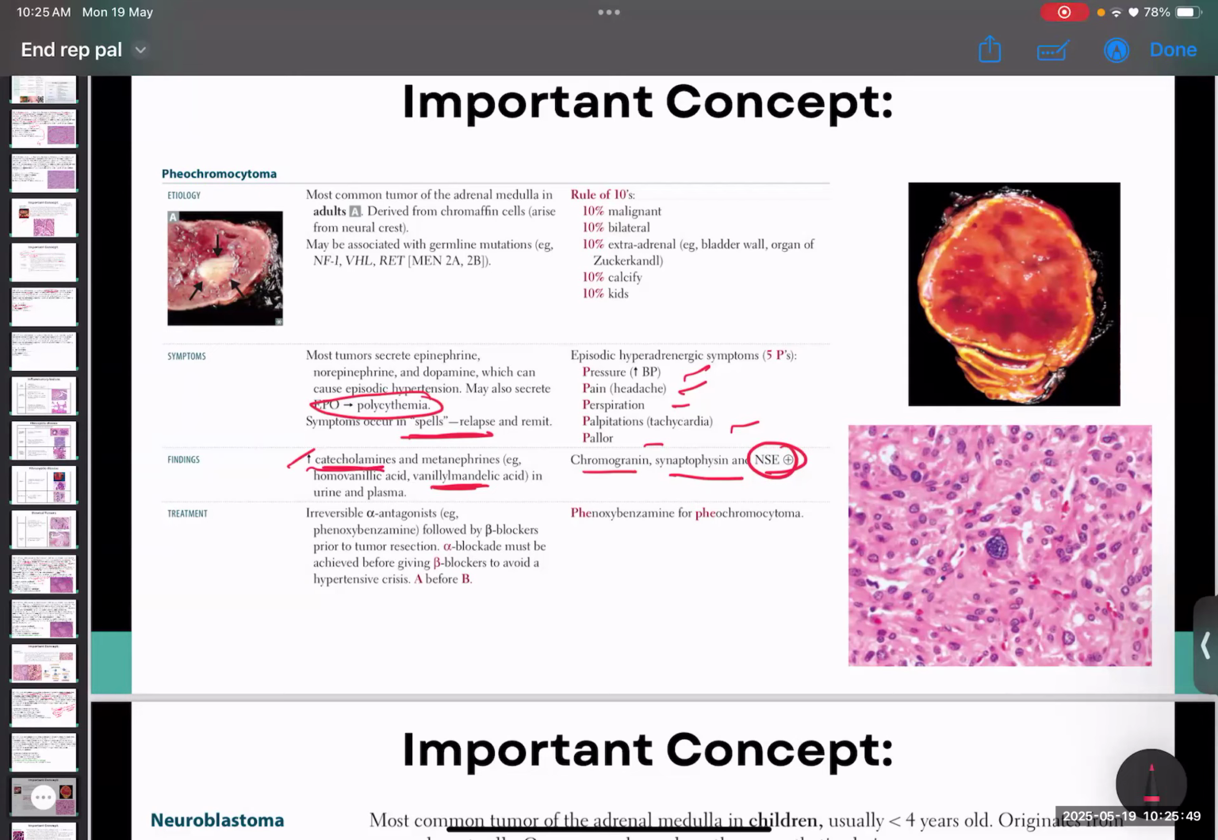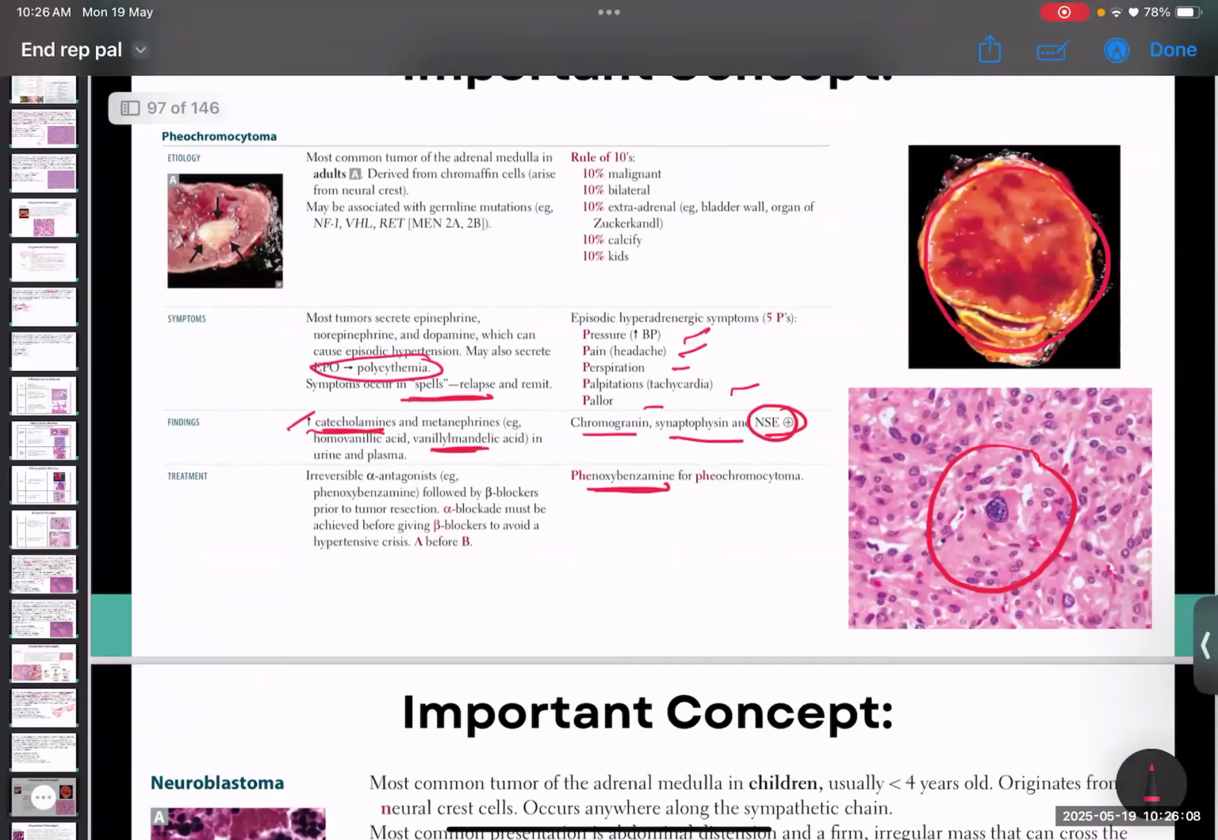And the treatment usually is you want to start off with alpha blockers first and then go on to beta blockers to avoid having a hypertensive crisis. So you use phenoxybenzamine as an alpha antagonist, and then go on to a beta blocker. So this is how pheochromocytoma looks on histopath, and this is the gross pathology of it. Just remember how it looks.